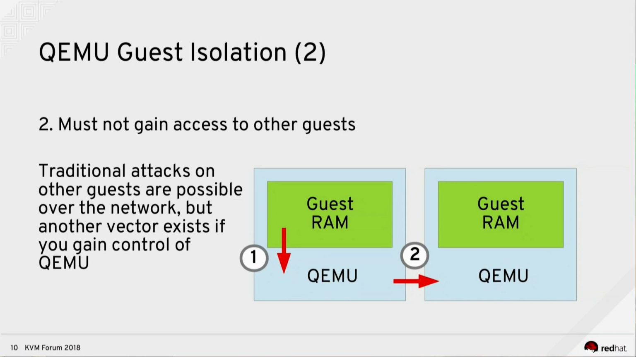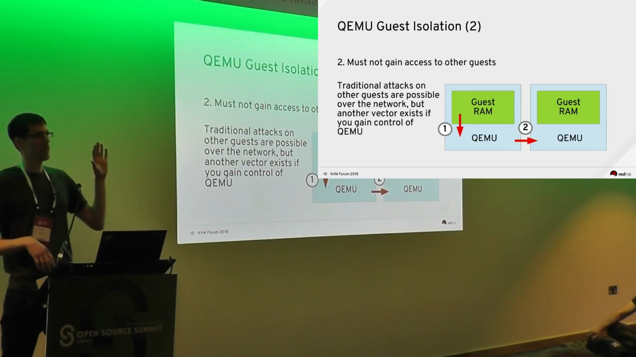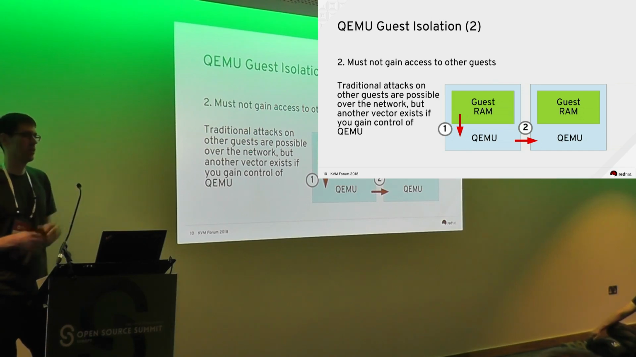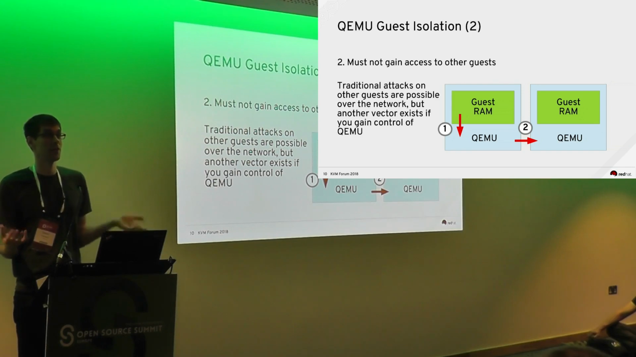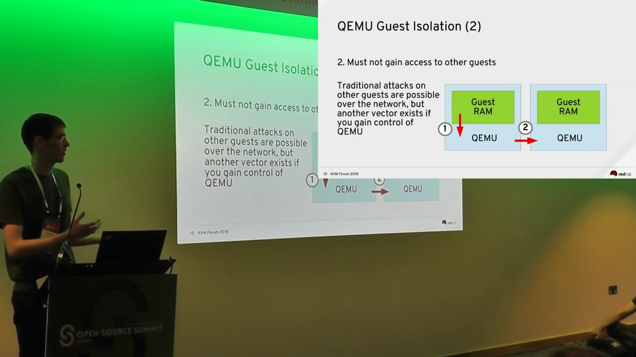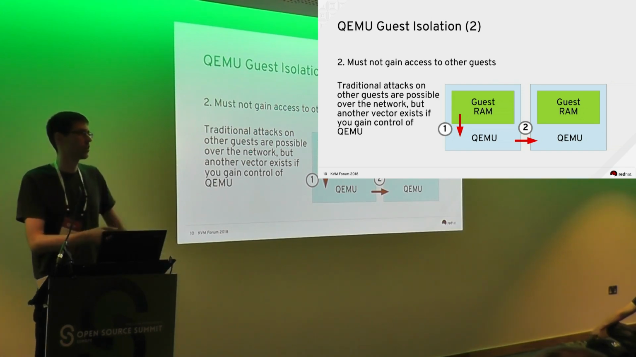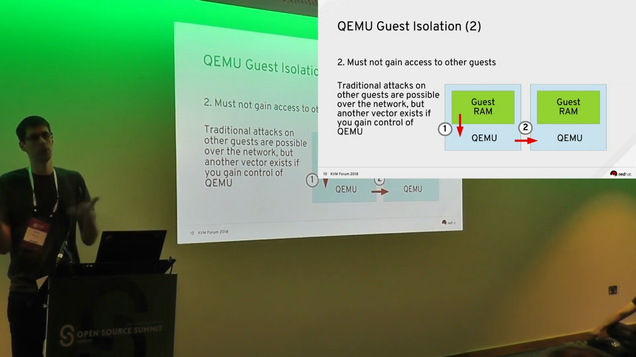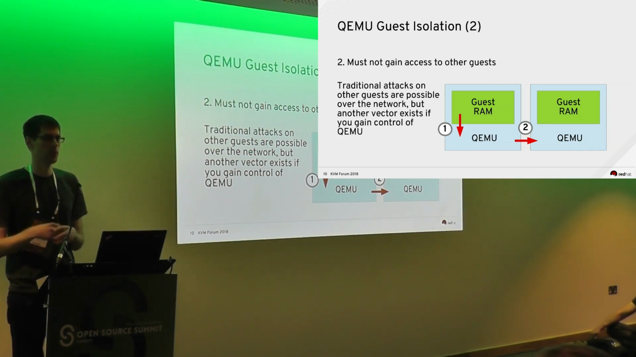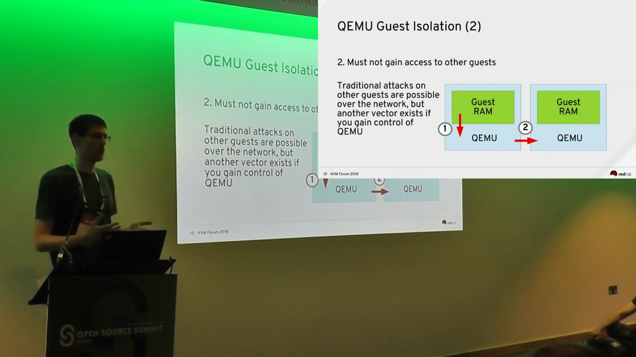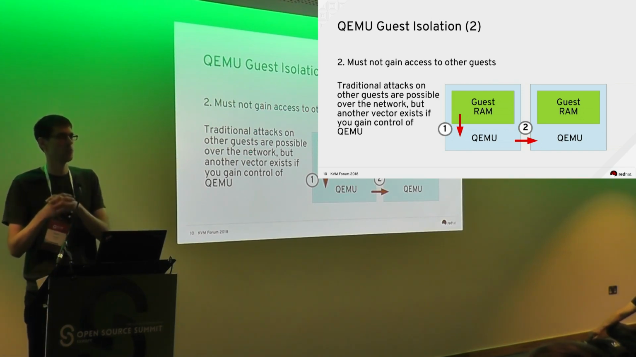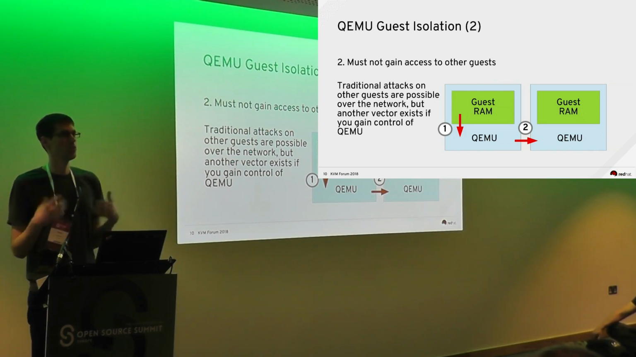Okay, so what other aspects of isolation are important? Well, a guest must not be able to attack another guest. The traditional attack vectors are always going to be there. If you have the IP address of another guest, and it's running some network service, and you can connect to it, then of course, if it's unpatched or whatever, you can still exploit it. So the traditional stuff is not what I'm talking about. What I'm talking about are virtualization-specific attack vectors. So you do have one here.